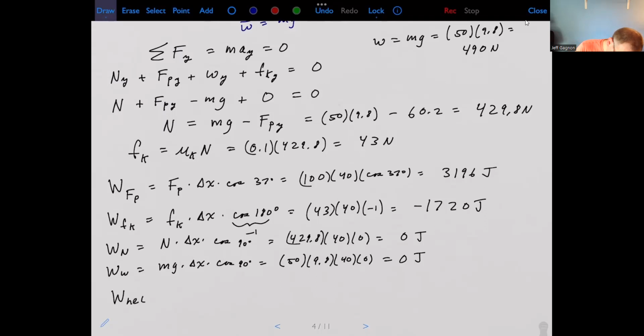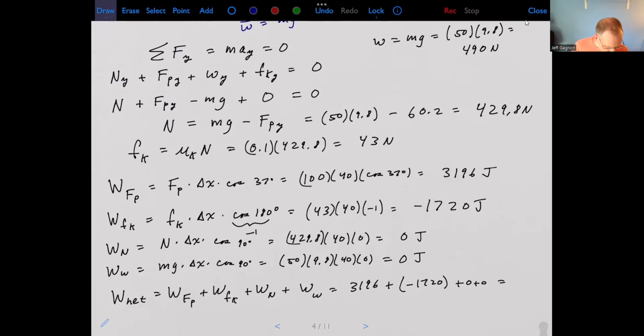So the net work done on the crate is going to be the work done by the applied force plus the work done by the kinetic frictional force plus the work done by the normal force plus the work done by the weight. If you add all these up, you have 3196 plus -1720 plus 0, and that's going to be 1476 joules.